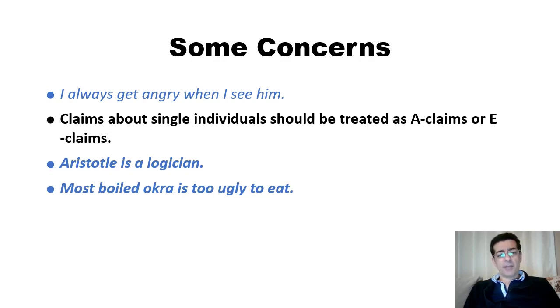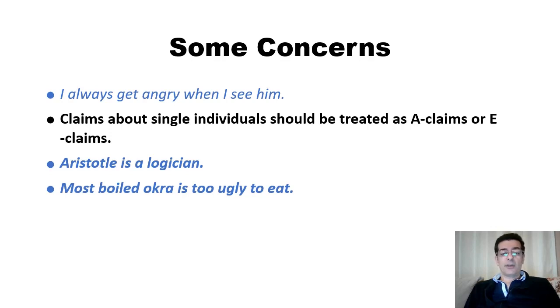The next problem or troublemaker is an uncountable noun or a mass noun. Let's use another example here from your book. It says, most boiled okra is too ugly to eat. Again, pause and translate the sentence into a standard claim. Maybe this time an I claim. Okay, did you do that? Good. Now remember, an I claim was when we said some x's are y's.